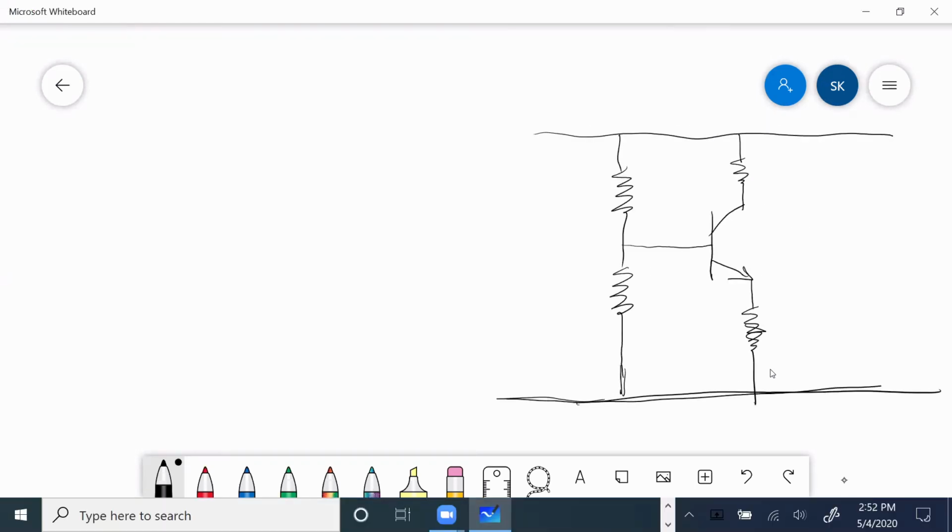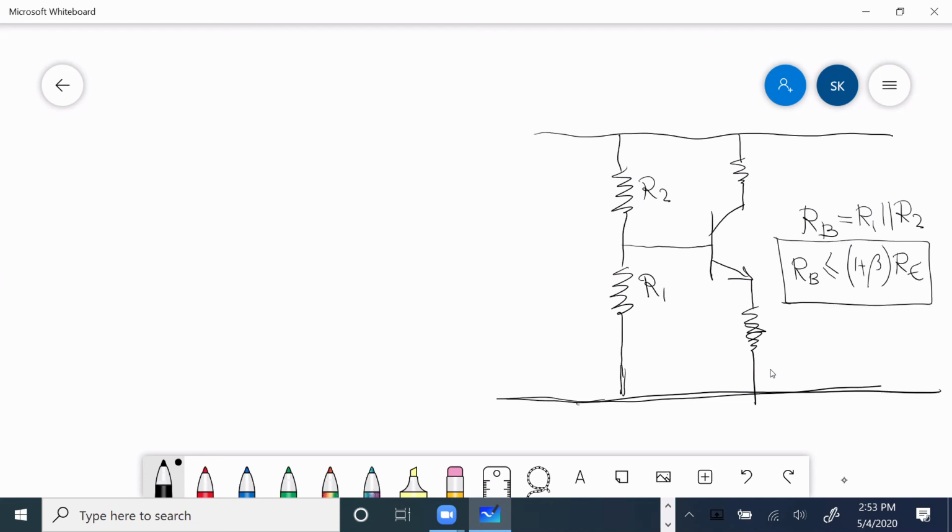So this R1, R2, now RB that we just said is equal to R1 parallel R2, must be a lot less, much smaller than 1 plus beta RE. That is something that we can rely on. That we know.